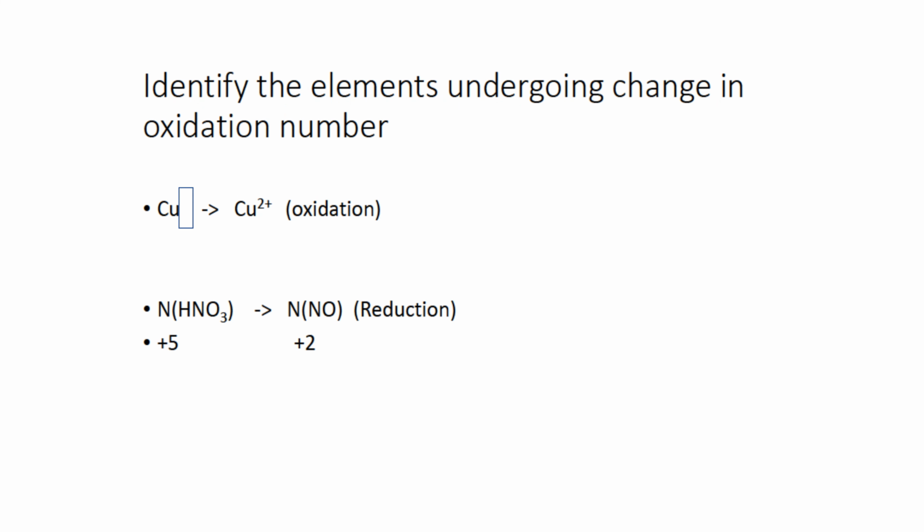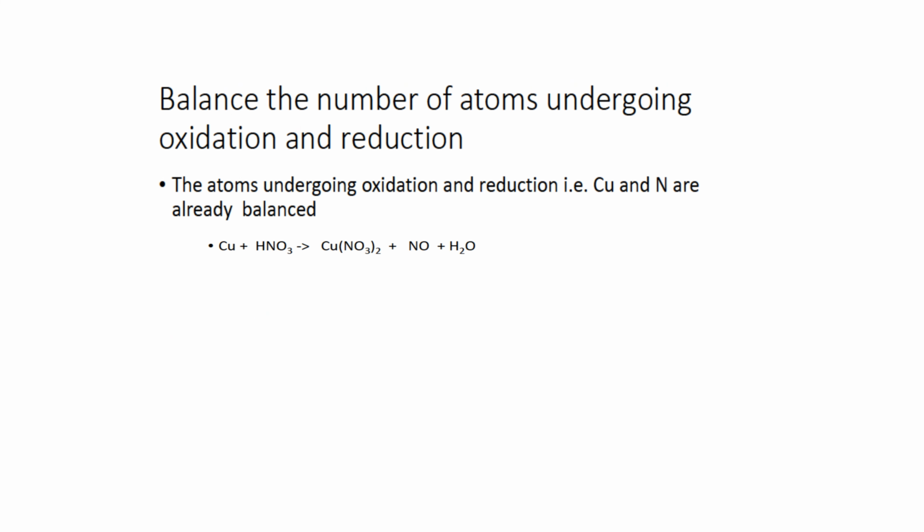The next step essentially talks about how we have to identify the elements undergoing the change in oxidation number. Copper from 0 has become +2, that is, it has undergone oxidation, and nitrogen in nitric acid was +5, this has now become +2.